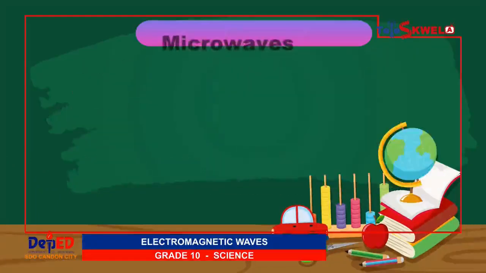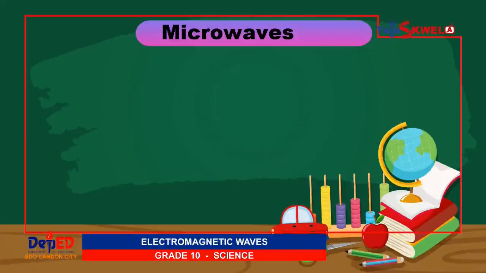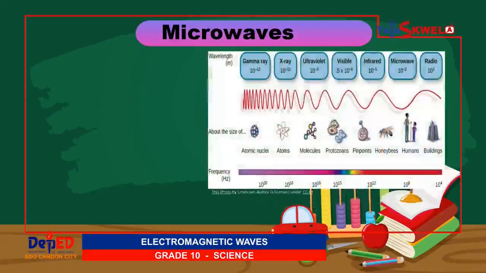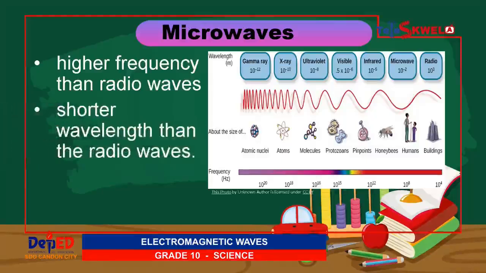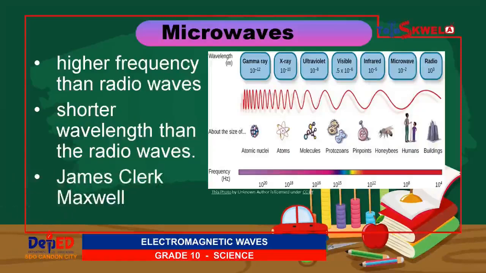Next is microwave. It falls in the range of the electromagnetic spectrum between radio and infrared. It has higher frequency and shorter wavelength than the radio wave. Microwave was first predicted by James Clerk Maxwell in 1864.